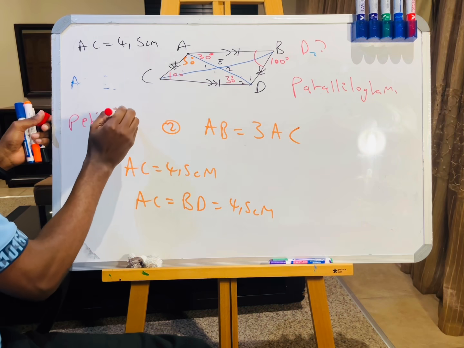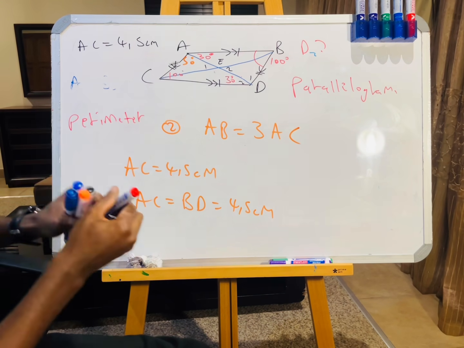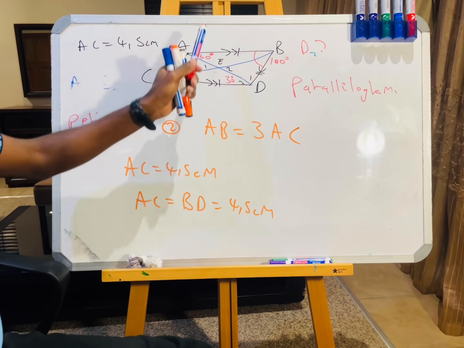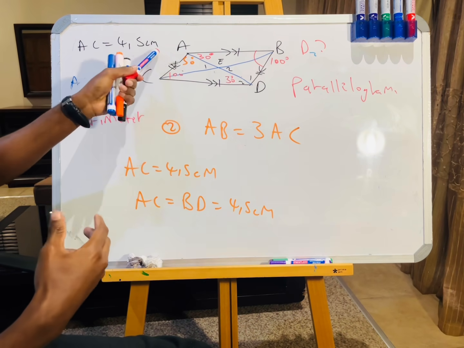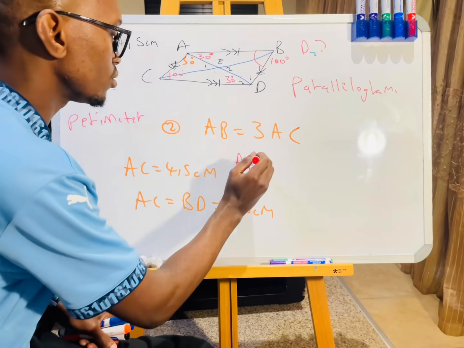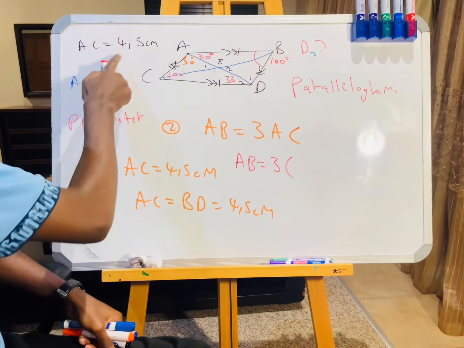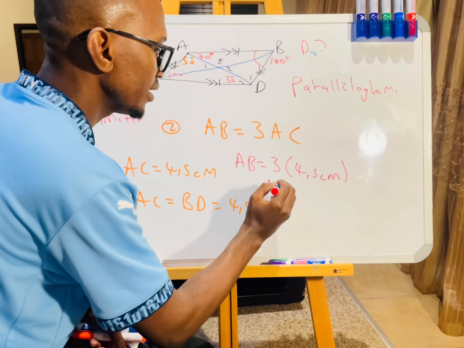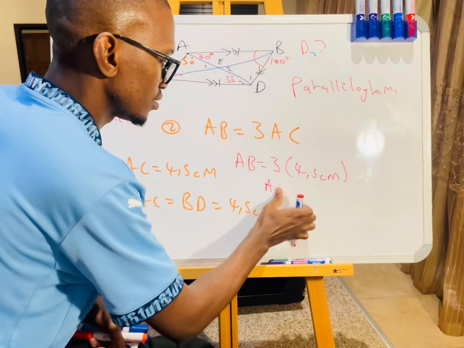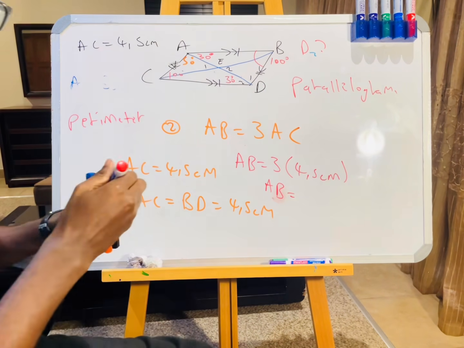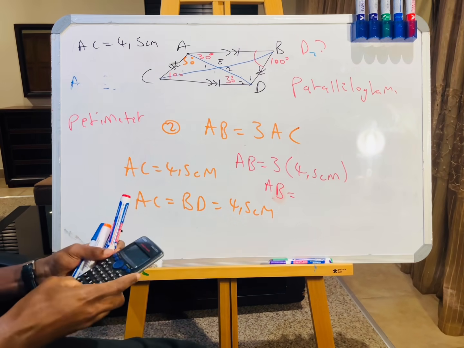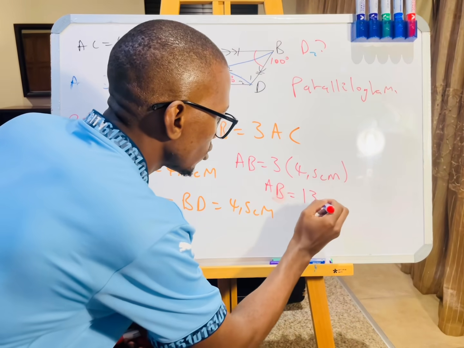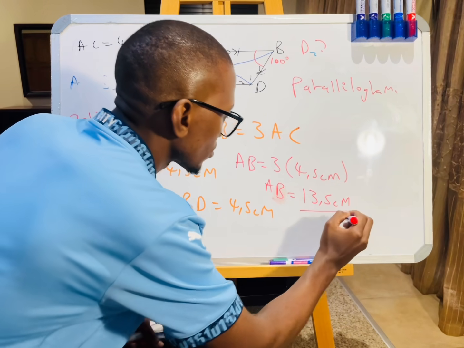I'm going to show you how to find the perimeter. Perimeter, you just add all the sides of a shape, okay? So let's find our AB, because they said AB is 3 times AC. So AB equals 3 times AC. My AC is 4,5 centimeters. Then 3 times 4,5, you get 13,5 centimeters. So that is the AB.